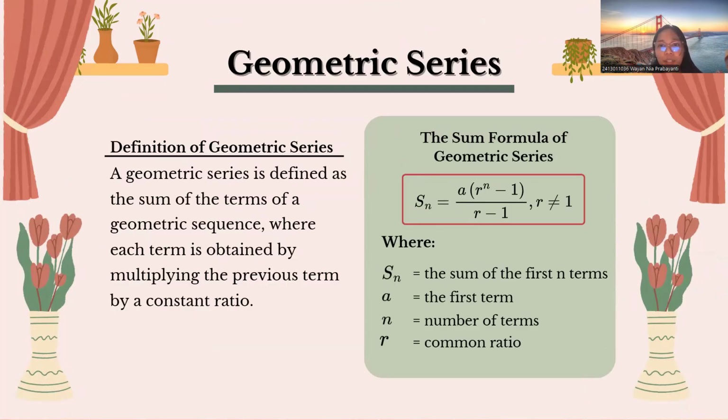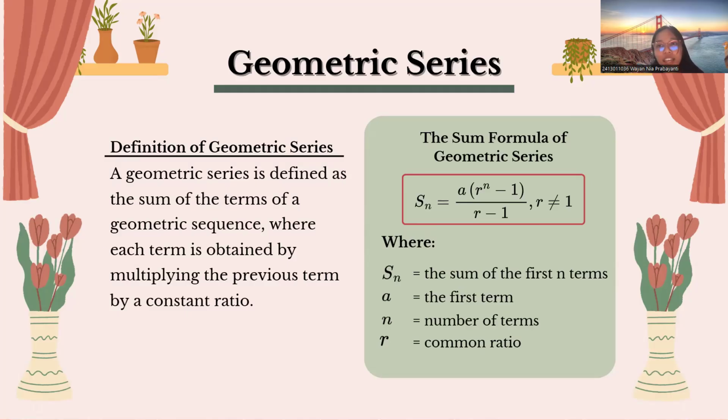So the formula of the geometric series is S sub n equals a times (r to the power of n minus 1) divided by (r minus 1), where r is not equal to 1. We already know that a is the first term, n is the number of terms, and r is the ratio. So why do we get this formula? From where do we get this formula?